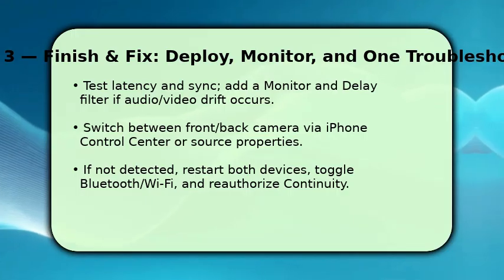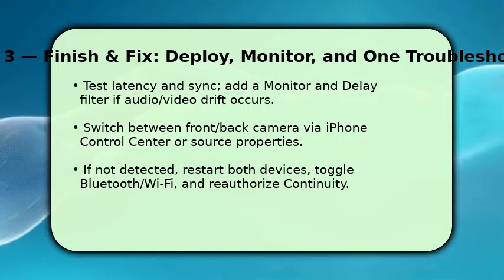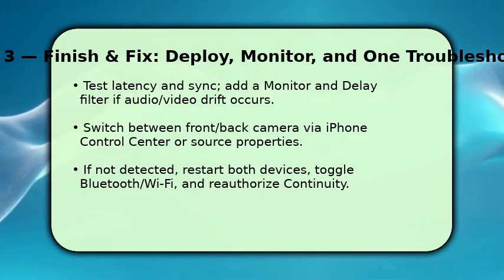To change lenses, switch the camera on the iPhone Control Center or reselect within Source Properties. This updates instantly. If the iPhone doesn't appear, restart both devices, toggle Bluetooth and Wi-Fi, and confirm Continuity Camera is authorized on the Mac. That usually clears pairing errors.